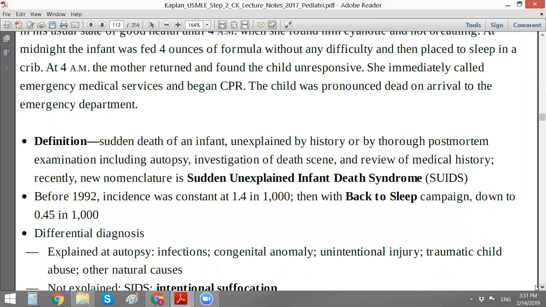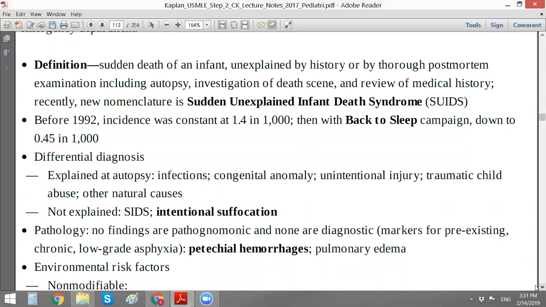This is sudden infant death syndrome, that is, sudden unexplained infant death, SUID. We call it SUID now. Before 1992 the incidence was considered 1 in 4, but after the Back to Sleep campaign it is 0.45. Unexplained, not intentional suffocation. There is no pathology, no findings. Nothing is diagnostic; you cannot find anything.